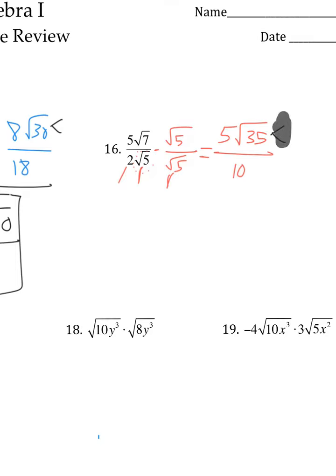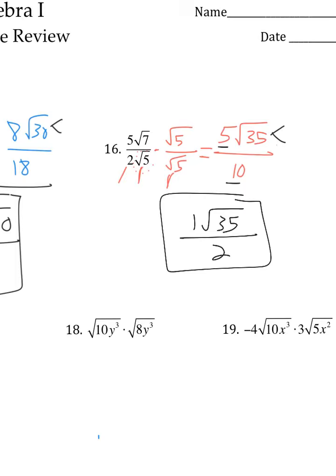Oops. What the heck? There we go. I got to leave it alone. But what I can do is reduce the 5 over 10. So that becomes 1 over 2. Booyah.